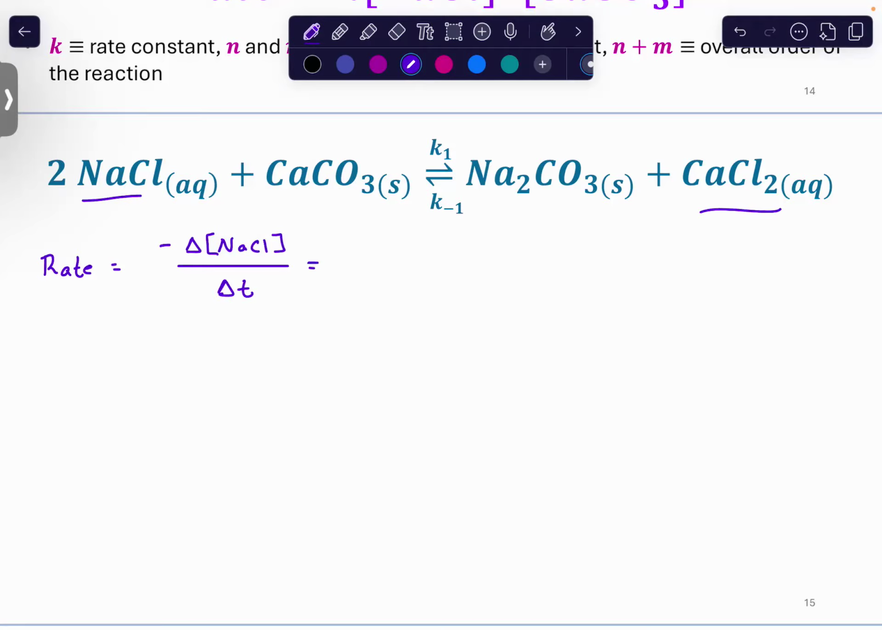If I'm comparing my rate law to sodium chloride, is it going to be K1 or K minus 1? Sodium chloride decays, and which way does the reaction go? K1, because I have to go forward from here. If you're starting with a product, the rate of the product, you're going to go backwards.